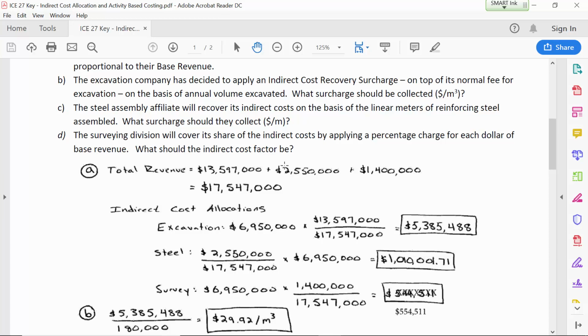So they'll charge their customers what they always have, but in order to cover the indirect costs, they're also going to have to charge an additional amount that'll go towards the indirect. And so then there's a similar thing that we're doing in Part C for the steel assembly and Part D for the surveying division.